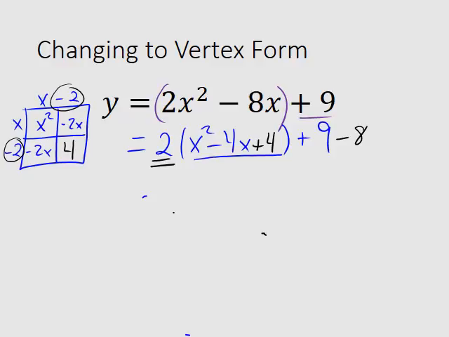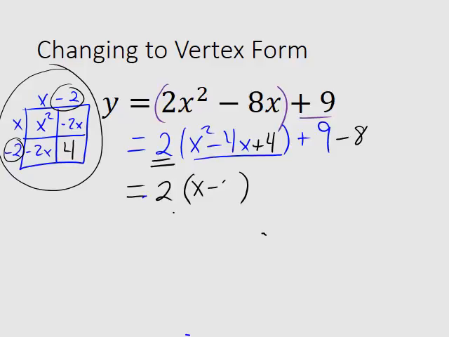And that's how I can finish completing my square. So now I'm ready to go. I've got 2. This part in parentheses, remember, is this square over here, which means it is x minus 2 times x minus 2, otherwise known as x minus 2 squared. And then I've got 9 minus 8, which is 1. And now I have vertex form.